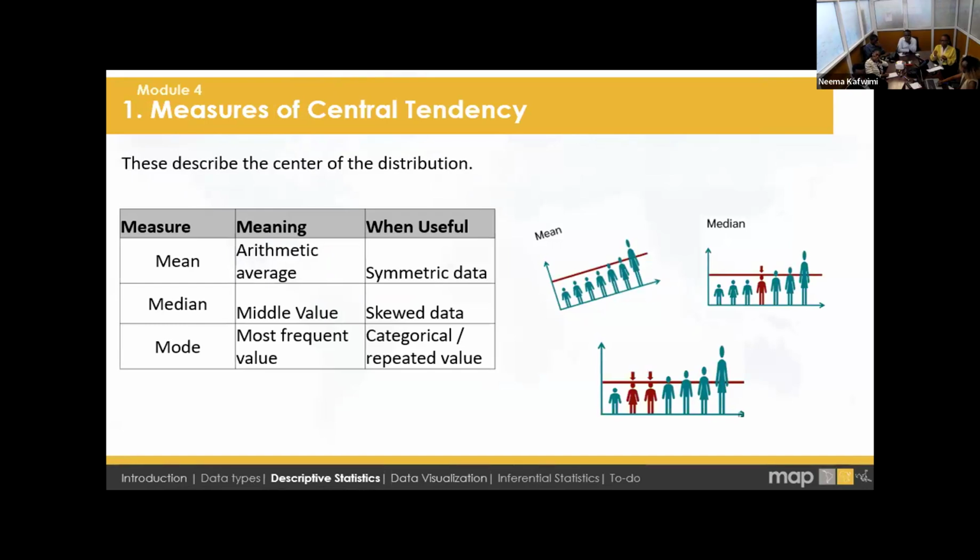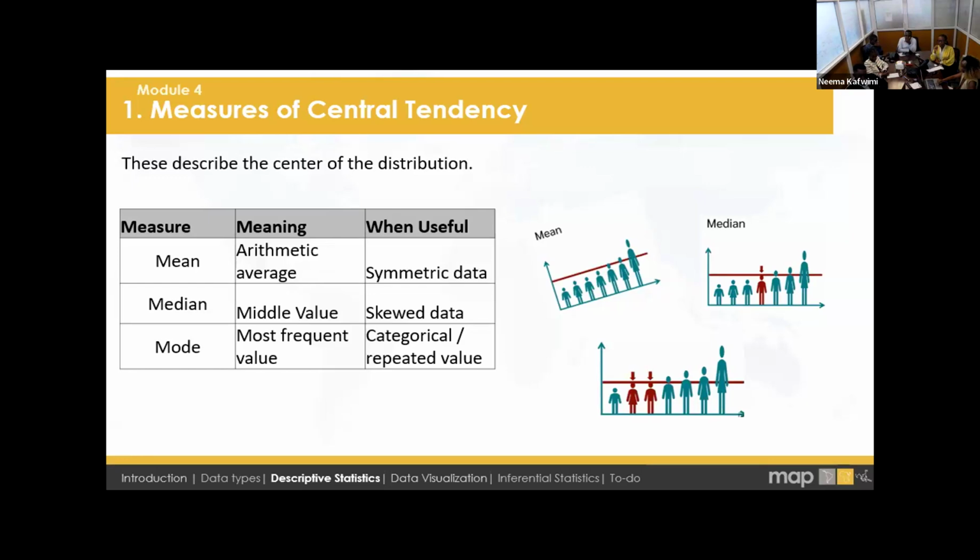We are looking at the average of your variables. This is very useful. It helps you to see if your data is symmetrical or normally distributed. However, it's very prone to outliers. If there are any outliers, they tend to pull your data to either the upward side or the downward side, depending on the outlier itself.